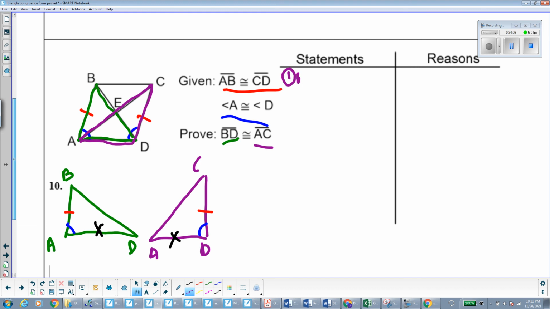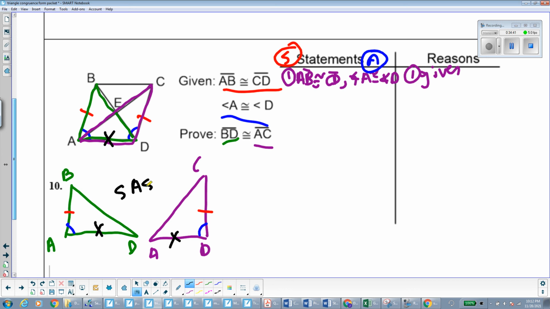So my givens here are that AB is congruent to CD and that angle A is congruent to angle D. So that's given. And from our givens, we already had one of the sides that we need to prove the triangles congruent. And we also have one of the angles. I just need the shared side by reflexive property for SAS to prove the triangles congruent. So let me put that in.